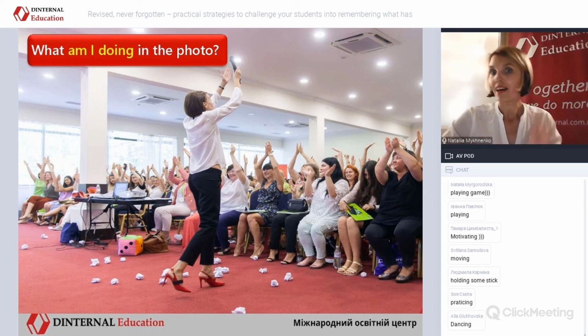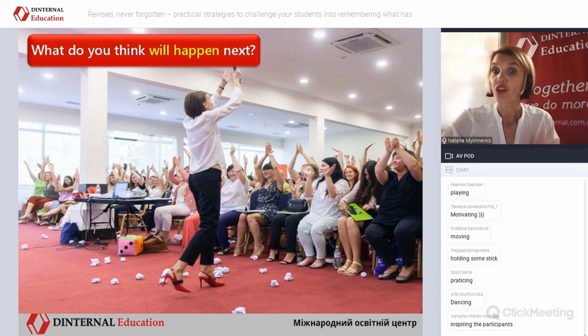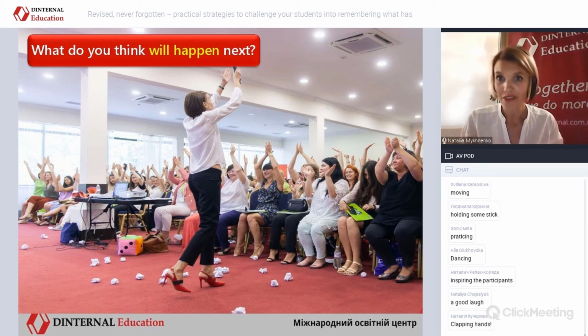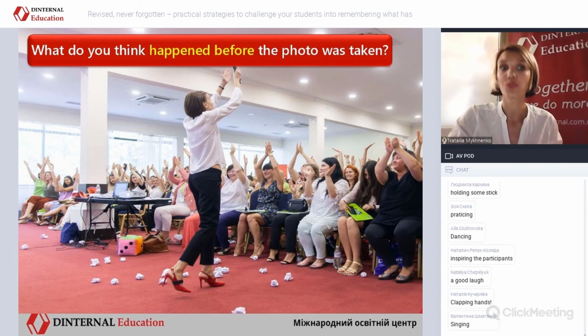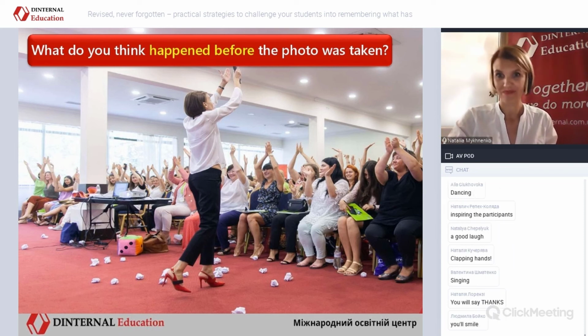Then you say, okay, I've got one more question for you. What do you think will happen next? And here they start making predictions about further events. And again, they use future simple, using will plus a verb. Again, take some time, make sure you've listened to everybody. And here is the final question to the photo. What do you think happened before the photo was taken?